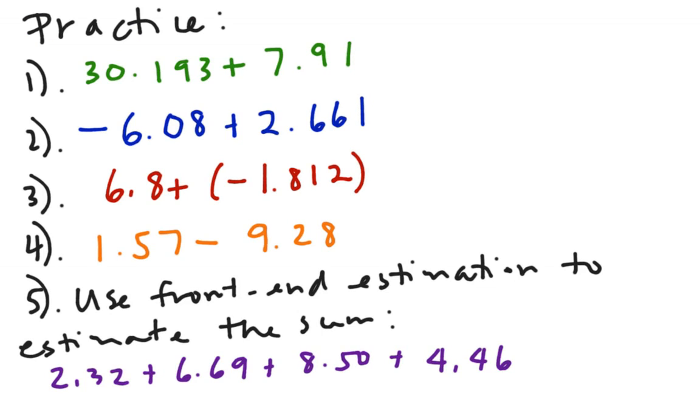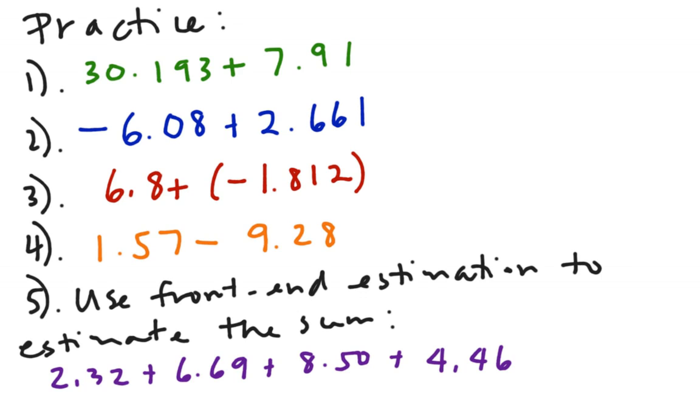Okay, so you've got several practice problems. This is because we have 2 operations. We have addition and subtraction, and we have 2 kinds of decimals. We have positive and negative, and we started some front-end estimations. We've got 5 practice problems. Number 1, 30.193 plus 7.91. Number 2, negative 6.08 plus 2.661. Number 3, 6.8 plus negative 1.812. And number 4, 1.57 subtract 9.28.